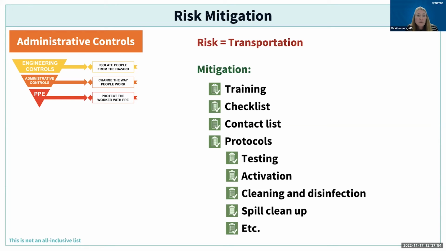Having these things in place, once you've identified those risks and you figured out how to mitigate those risks, are going to help inform your staff on how to do everything and keep them safe as well. Training is a big one on this list. We want to make sure that your staff is trained through this and they are comfortable and that you've reviewed those processes and that you don't need to make changes to those processes.